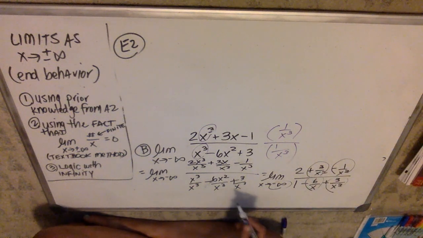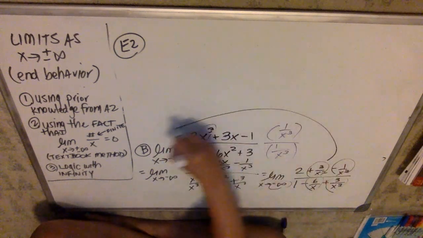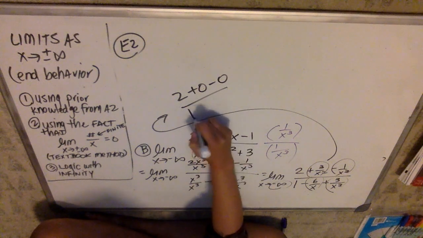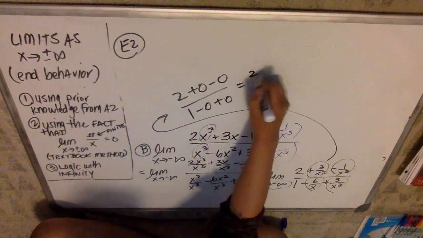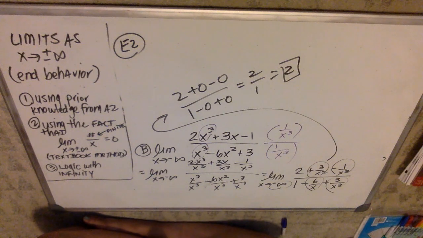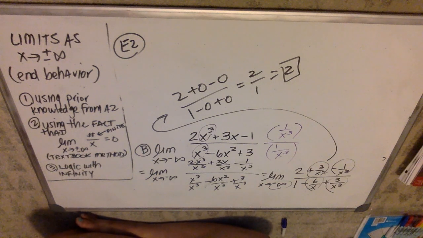So when I plug in, I'm going to get 2 plus 0 minus 0 over 1 minus 0 plus 0. Oh, look, that's a 2 over 1, which is a 2, which is the same answer I got intuitively, right? And actually, I shouldn't say intuitively. It's the same answer I got using my Algebra 2 previous knowledge, okay?